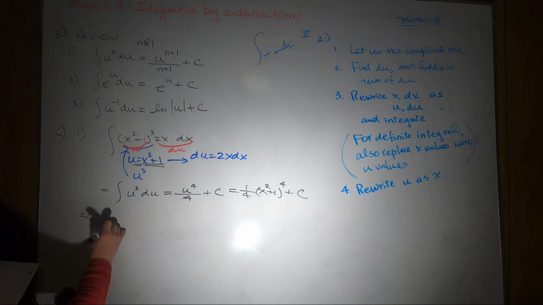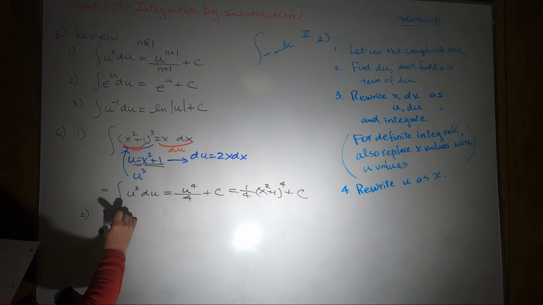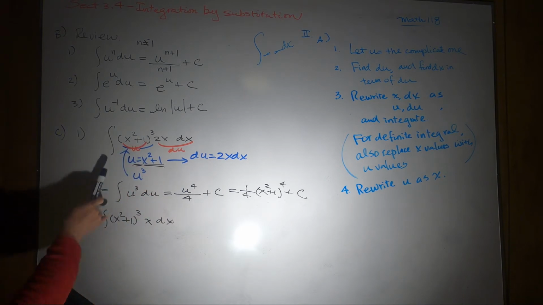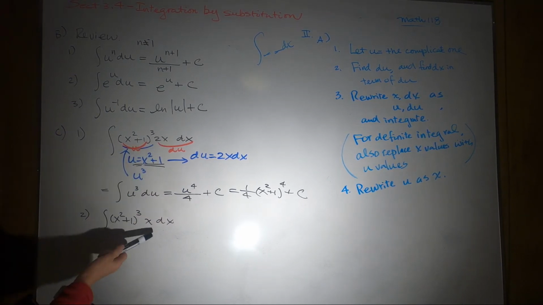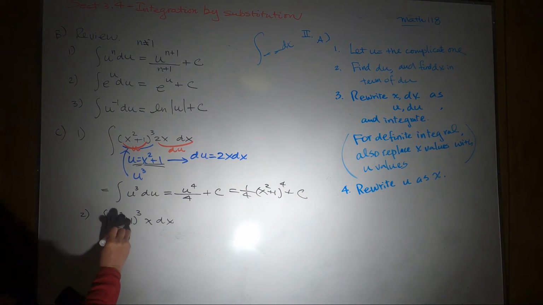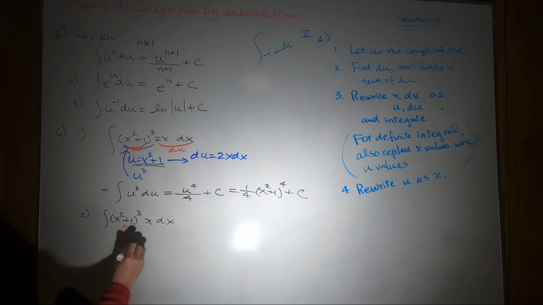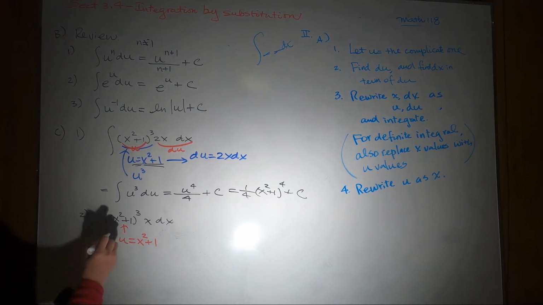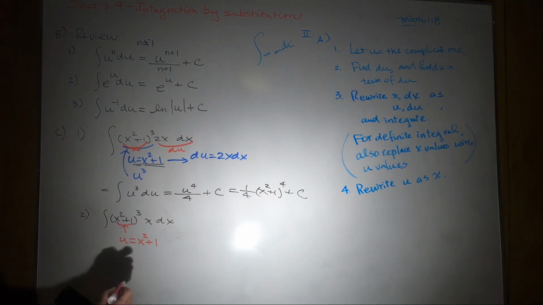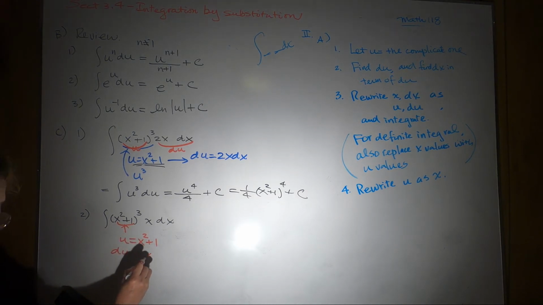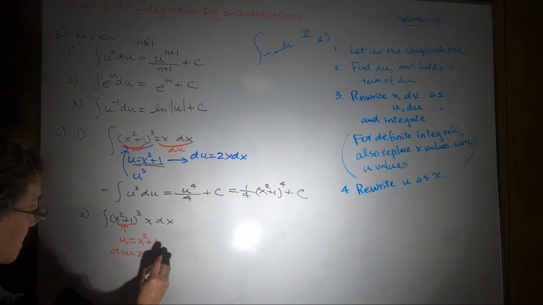If we have a situation like this, the integral of x times (x squared plus 1) cubed dx. What's the difference between these two? One is 2x, one is just x, right? But when we do the same thing, my u equals what? x squared plus 1, right? That's my u. Then what is my du? I will take a derivative of this, which would be 2x dx, right?